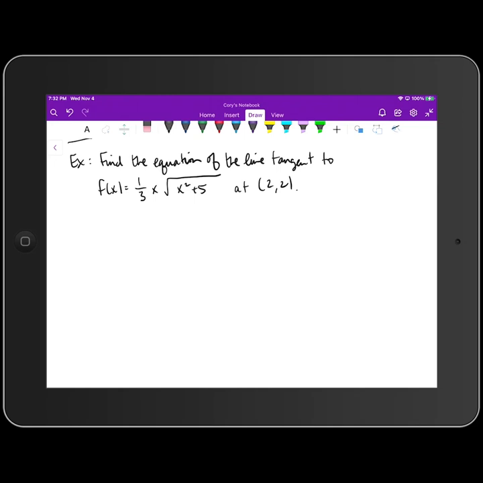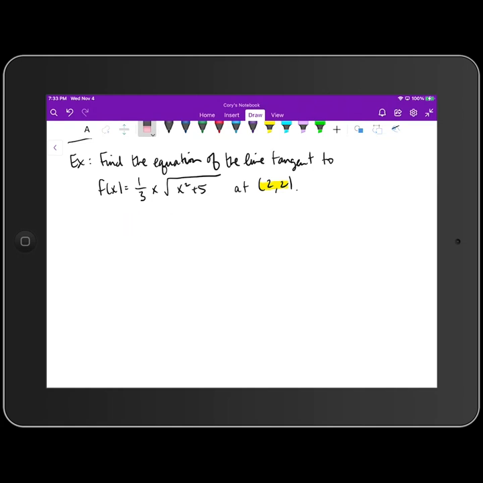So the first thing we have to check with this is that the point of tangency, does that point lie on our curve? The way we check is to plug 2 in the place of x and see if that gives us a y value of 2. So when I plug 2 in the place of x, we get 2/3 times the square root of 4 plus 5, the square root of 9, so that's going to be 3. And 2/3 times 3 does in fact make the y value 2. So that's great. That is our point of tangency.